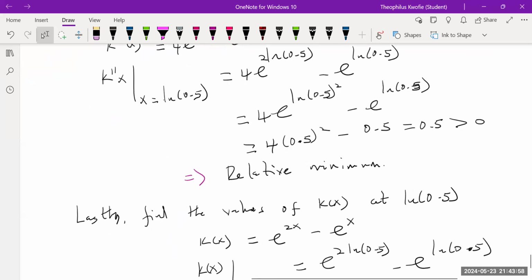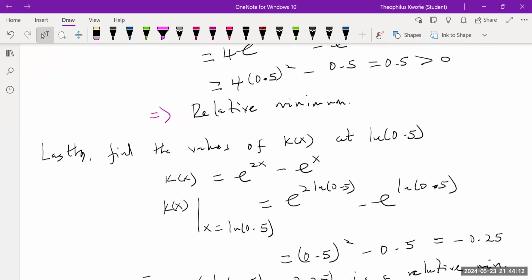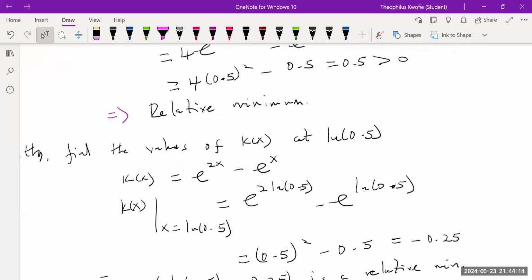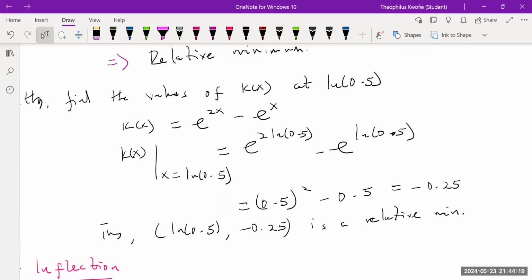At this point, we are not done, but the last thing for us to do is to find the value of the given function at that critical value. Okay, so we have to evaluate the function at that particular critical value, which is ln of 0.5. And we saw that the result was negative 0.25. So which means that at this coordinate, ln of 0.5 and negative 0.25, is a relative minimum. Is that okay? So this point or this coordinate is a relative minimum. So that's what we've done so far.